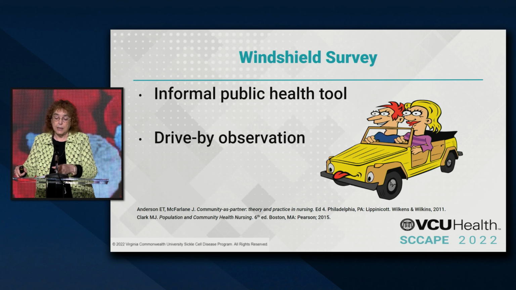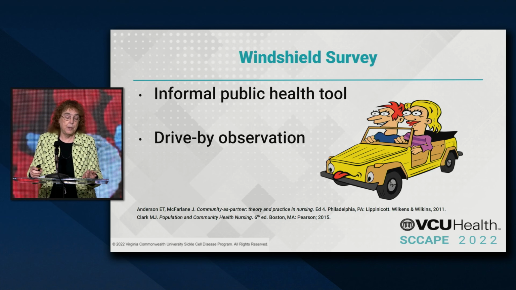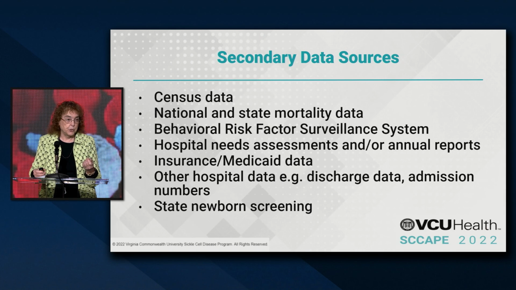And these were people that had lived in the area and they thought they knew all about their community, but it was very insightful. All right, so now we're going to move into what we consider our secondary data sources. And this is things like census data, your national and state mortality data. Some of you are probably very familiar with the behavioral risk factor surveillance system. All of your hospitals that receive any federal Medicaid dollars must do a needs assessment on an annual basis and publish a report. Those reports should be available to you.